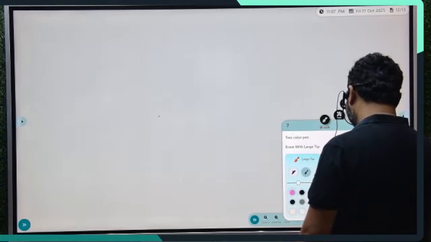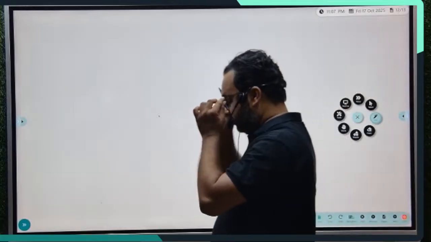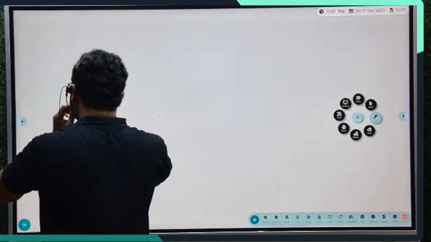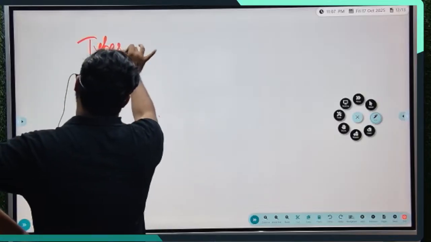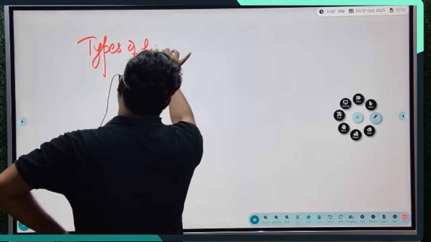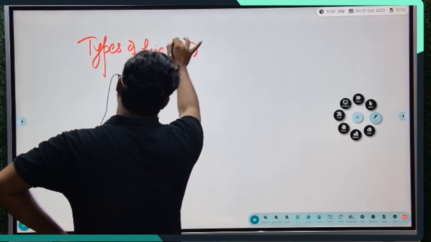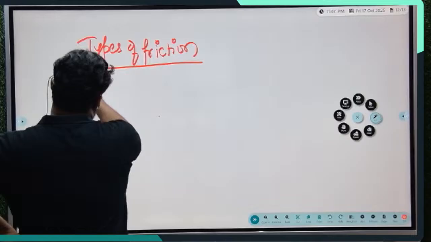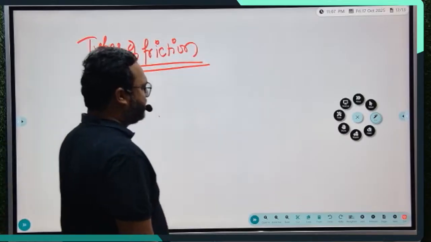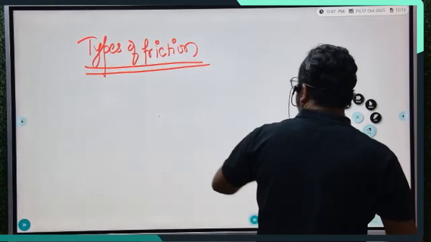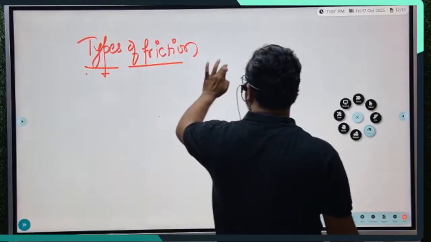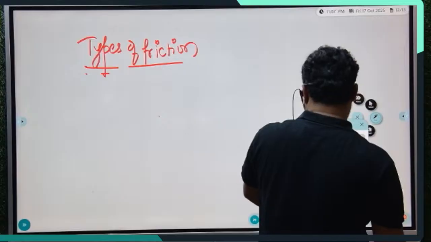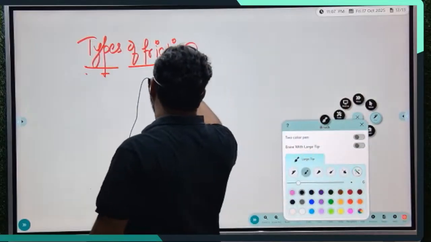Next one. There are three types of friction force. Types of friction. First one, static friction.